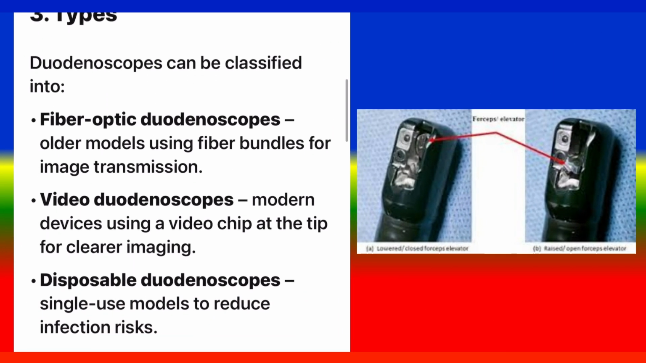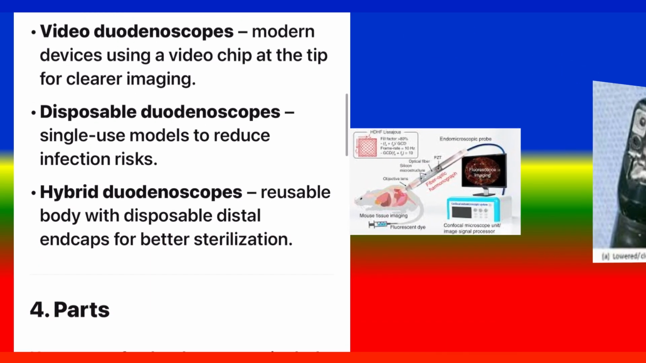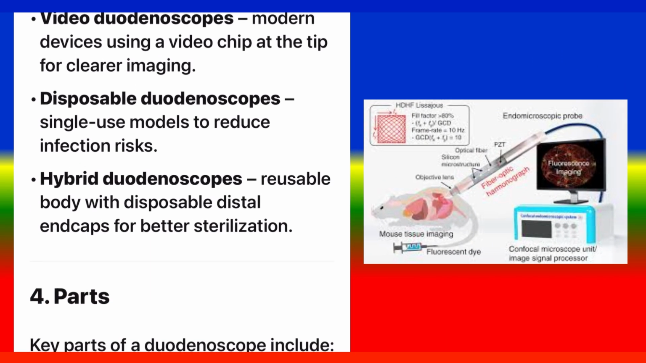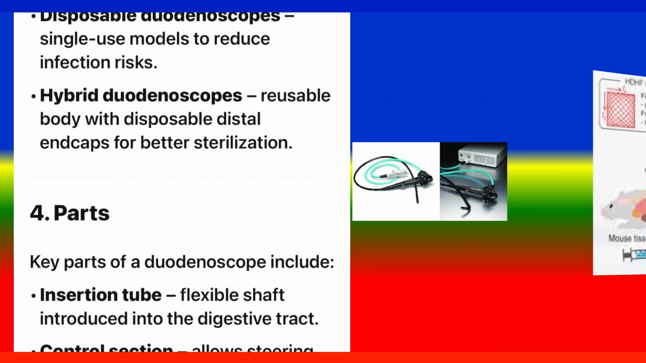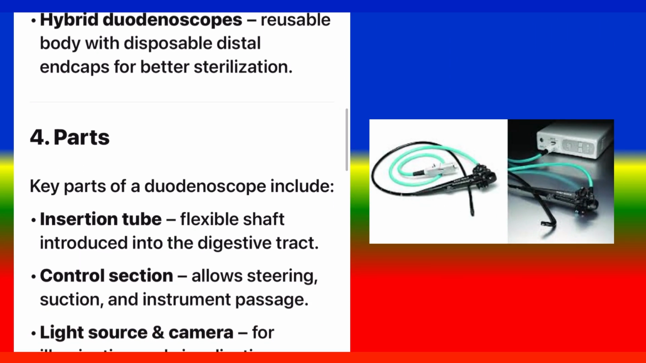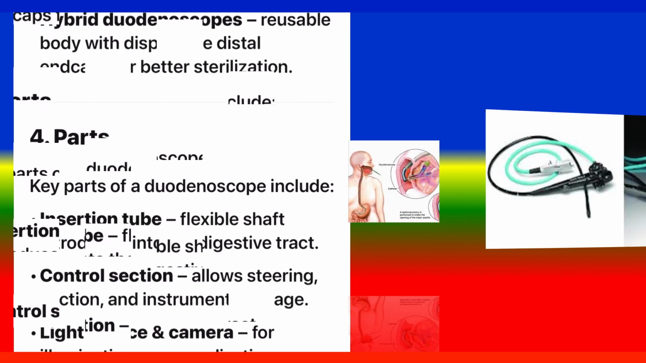3. Types. Duodenoscopes can be classified into fiber optic duodenoscopes, older models using fiber bundles for image transmission. Video duodenoscopes, modern devices using a video chip at the tip for clearer imaging. Disposable duodenoscopes, single-use models to reduce infection risks. Hybrid duodenoscopes, reusable body with disposable distal end caps for better sterilization.